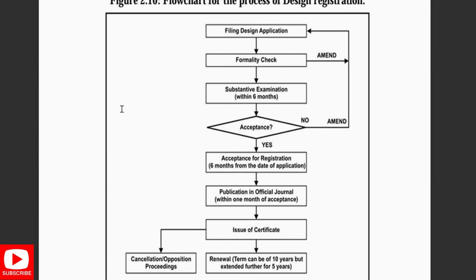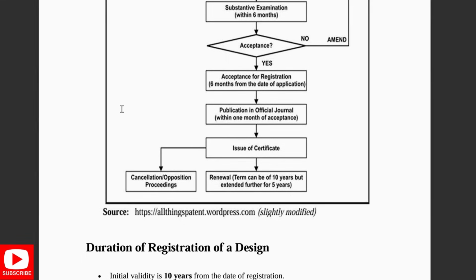There's 6 months from the date of application for the acceptance of registration, then publication in the official journal within 1 month of acceptance. Then they issue a certificate that can be renewable. The term can be 10 years but extended for 5 years. If there is no opposition, then the cancellation or the opposition proceedings is done.